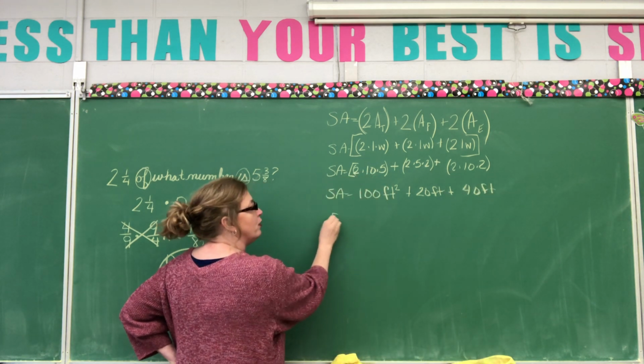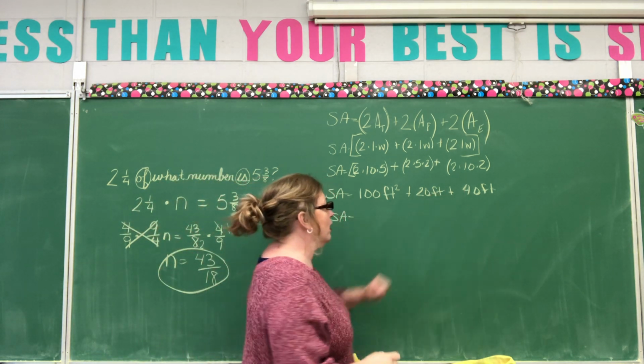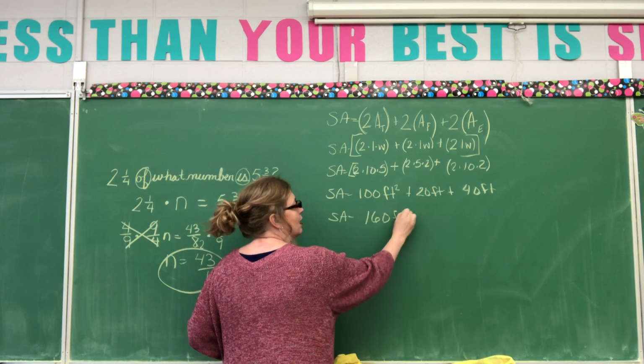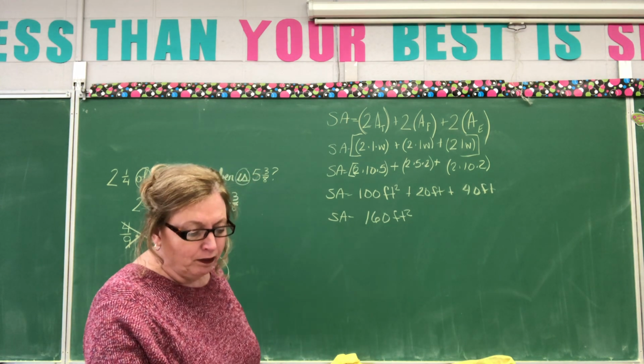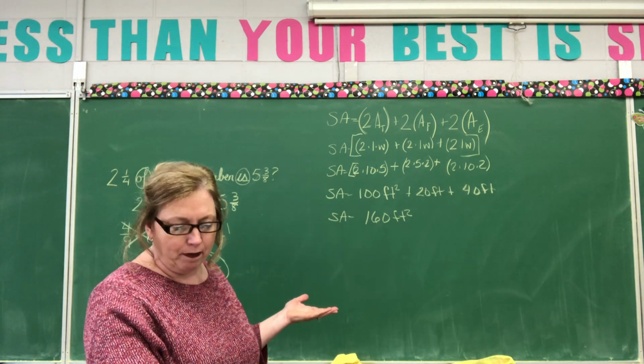Now, all I need to do is add them up. 100 plus 20 plus 40 is going to give me 160 square feet. 160 square feet. Now, why is it square? Because we're looking for area, okay?